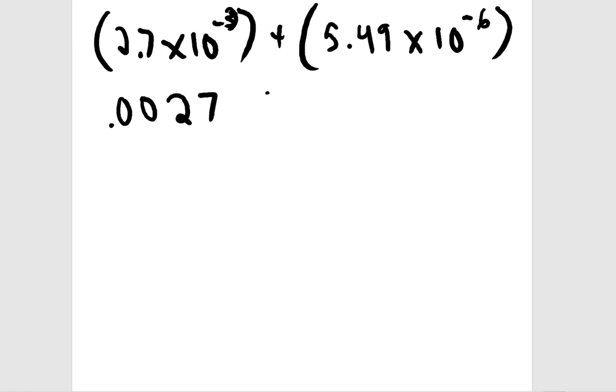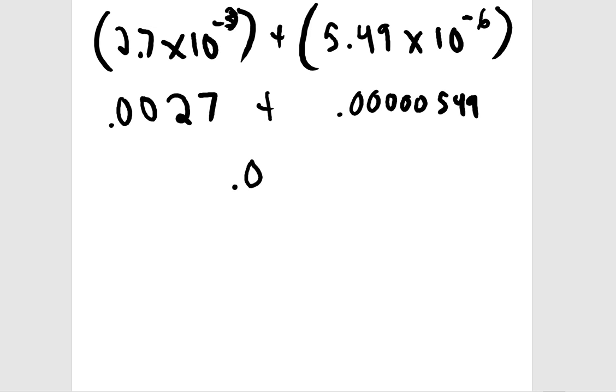We're going to add that to 5.49 times 10 to the negative 6. You're going to move that decimal 6 times, so you get 0.0000549. You've got to move that 6 times: 1, 2, 3, 4, 5, 6. Looks good. Now you've got to line up those decimals.